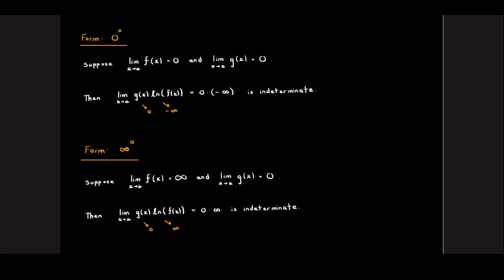And lastly, if you have infinity raised to the 0th power, then the base is approaching infinity, and the exponent is approaching 0 as your inputs get closer and closer to the limiting value a. And now let's reason about the exponent limit, the limit as x approaches a of g of x times the natural log of f of x. So g of x, as you can see, is approaching 0, and then f of x is approaching infinity, and natural log of infinity is going to also be infinity. So we have again 0 times infinity, which is a known indeterminate form. And this shows that infinity to the 0 is also indeterminate.